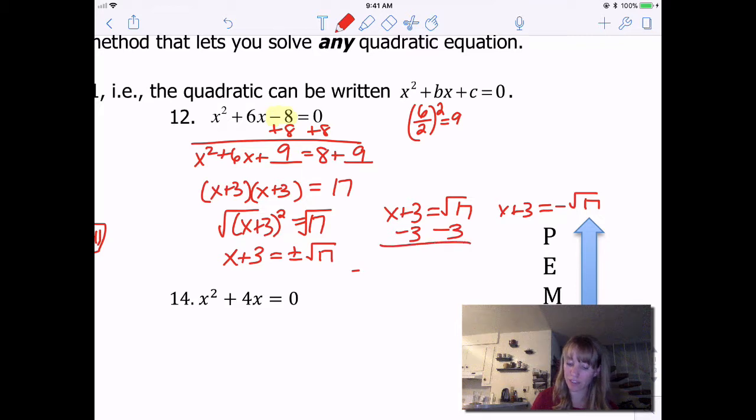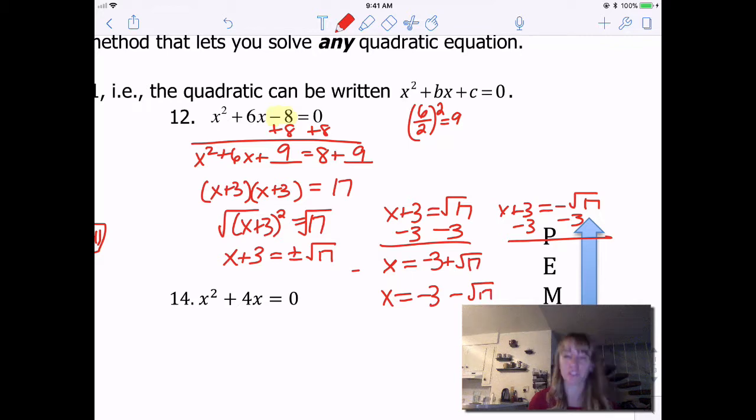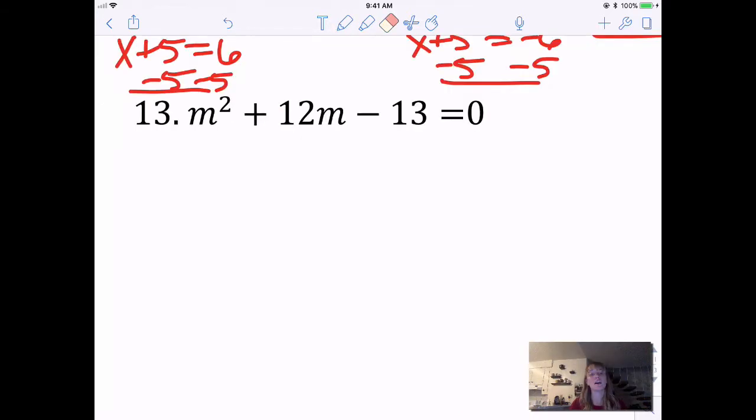Subtract 3 from both sides. They're not like terms. So I get x equals negative 3 plus the square root of 17. Subtract 3, subtract 3. My second answer is x is equal to negative 3 minus the square root of 17. Oops, and I should have written that as a 17.